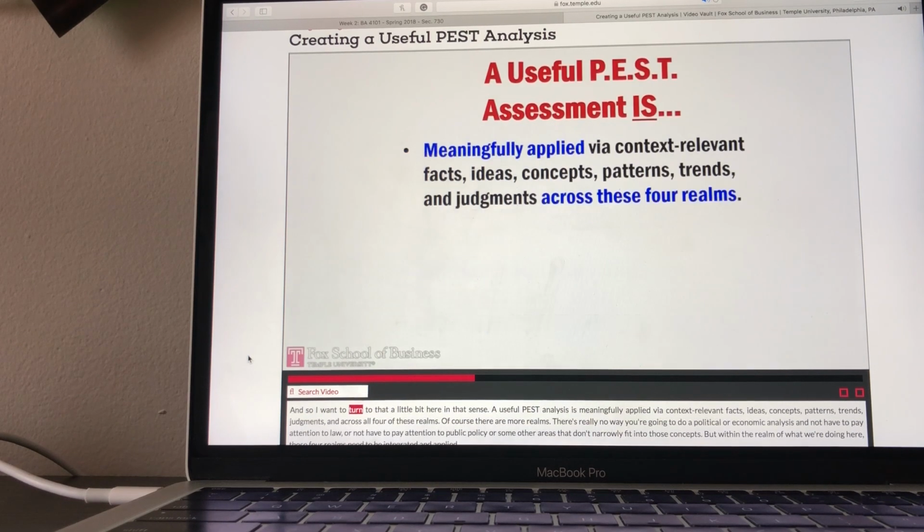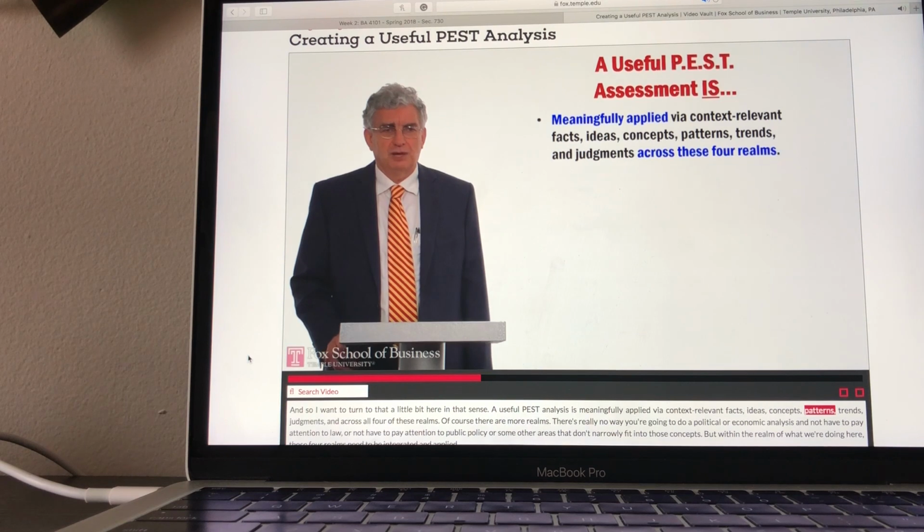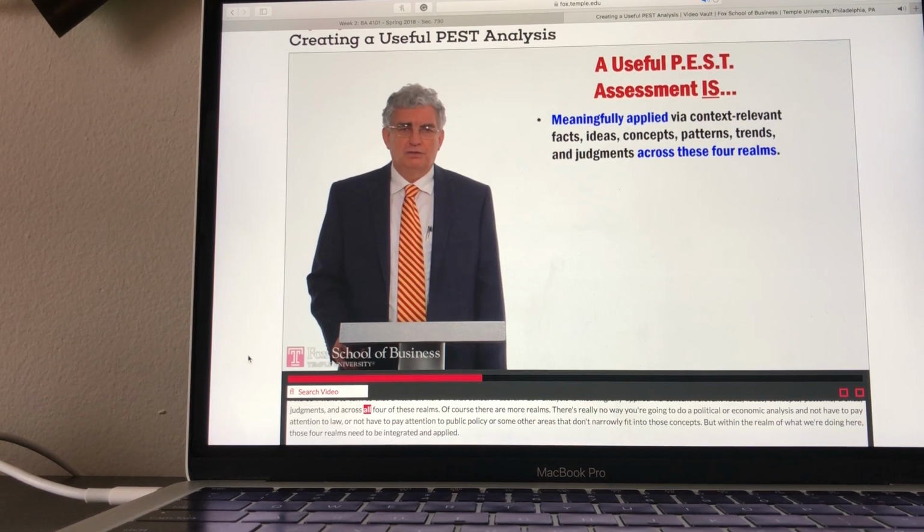And so I want to turn to that a little bit here in that sense. A useful PEST analysis is meaningfully applied via context-relevant facts, ideas, concepts, patterns, trends, judgments, and across all four of these realms.